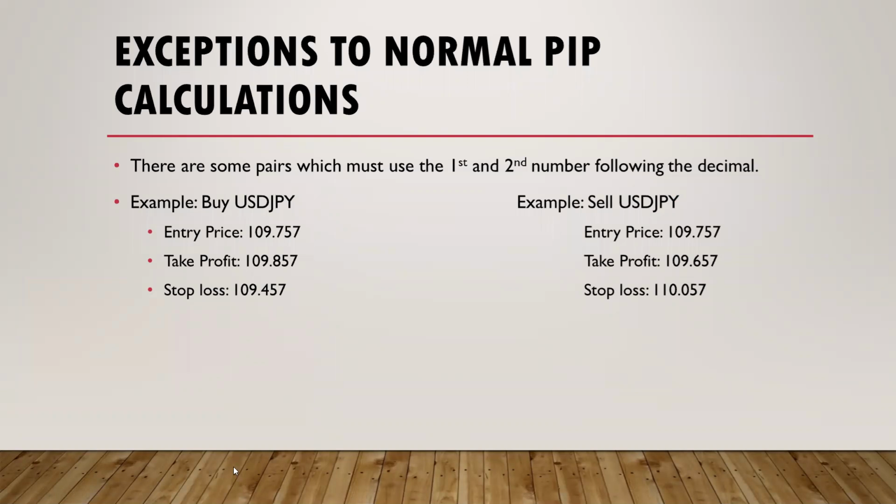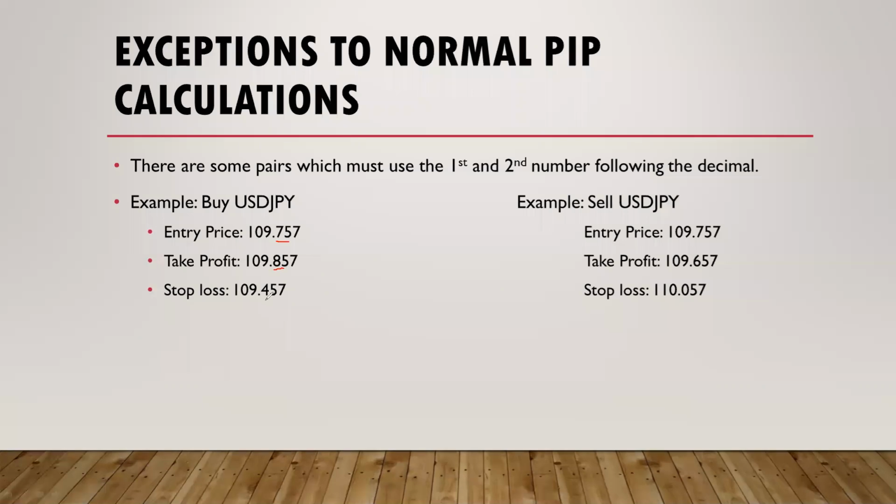Okay, so now we showed you how to calculate the pips on the regular other pairs. Now, for an example, USD JPY, you will use after the decimal point. So right here, let me click on this. For the buy, you're going to do 10 from the decimal point here. So if your entry price is 109.757, your take profit is going to be 109.857. Always add your pipette.